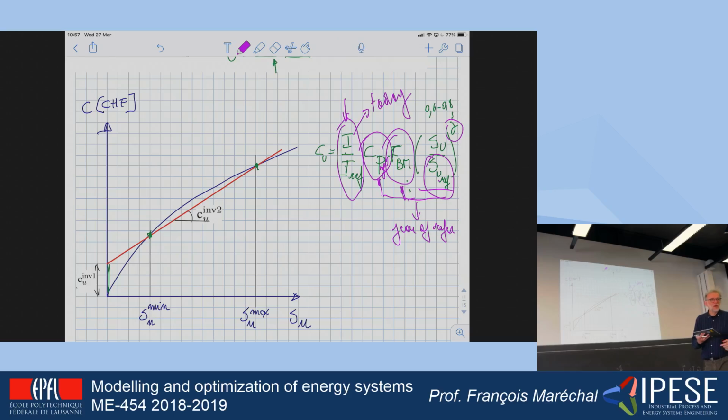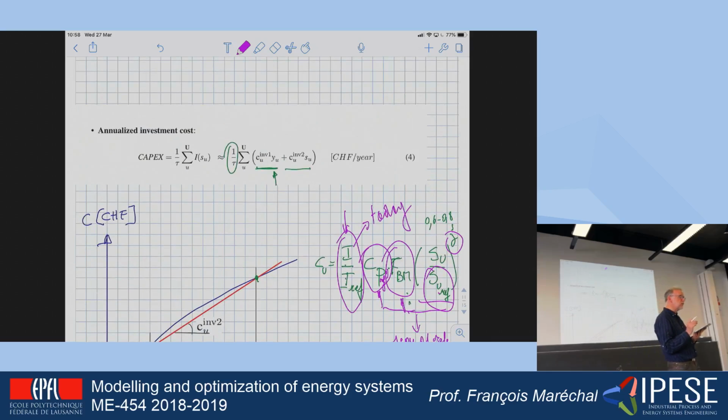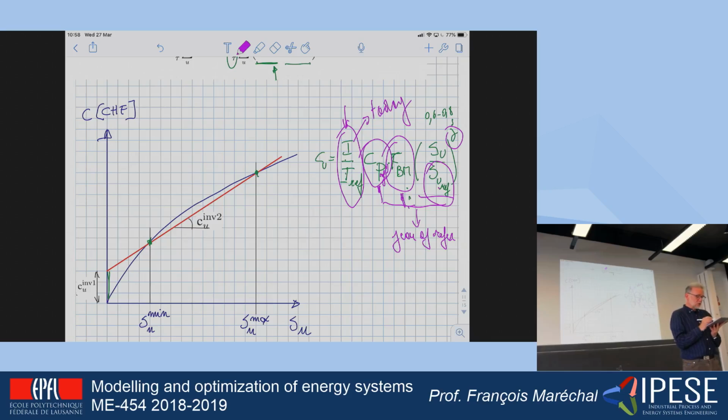Just an additional remark. So this is a general formula for one unit, and in reality, don't forget that here I'm doing the sum of all the units. Okay? And I must admit that if the unit is a heat pump, in fact, the cost of a heat pump is equal to the sum of all the units in the heat pump.